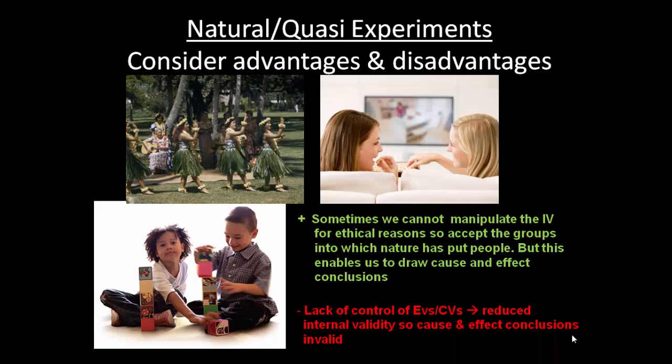One of the greatest weaknesses, however, of natural or quasi-experiments is that we often have a great lack of control over the EVs or CVs. And this leads to reduced internal validity. So again, our cause and effect conclusions tend to have very reduced validity.